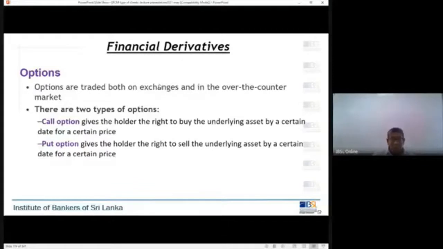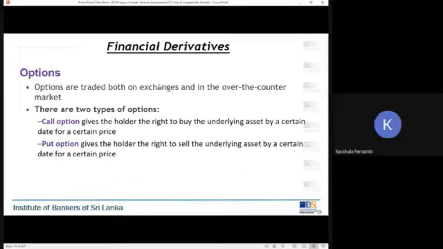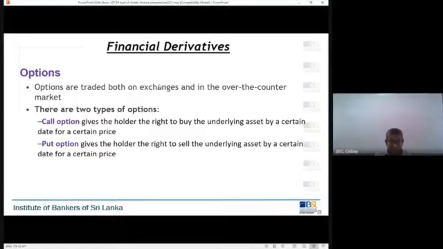Through the option I can move out from the agreement. With the others, once you agree you cannot come out. If you make a forward contract, you cannot come out from that contract. For that you need to pay a high penalty. But options have a special feature: if I feel I don't want this contract, I can move out from it. For that you need to pay some money, but you have the option to move out from the contract. That is what you call options, right?